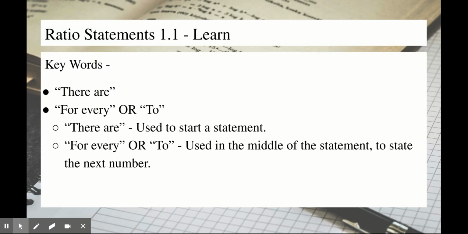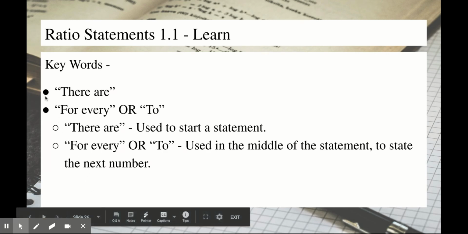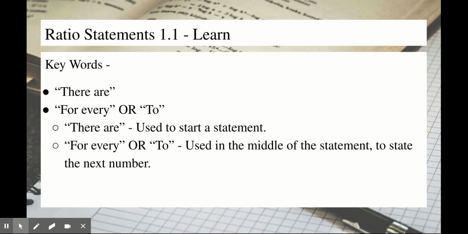Today, we are going to be using the learn, review, and practice method. The first thing I want to go over is we are going to learn some key words. The two key words that I want to talk to you about today are: there are, for every, or to.